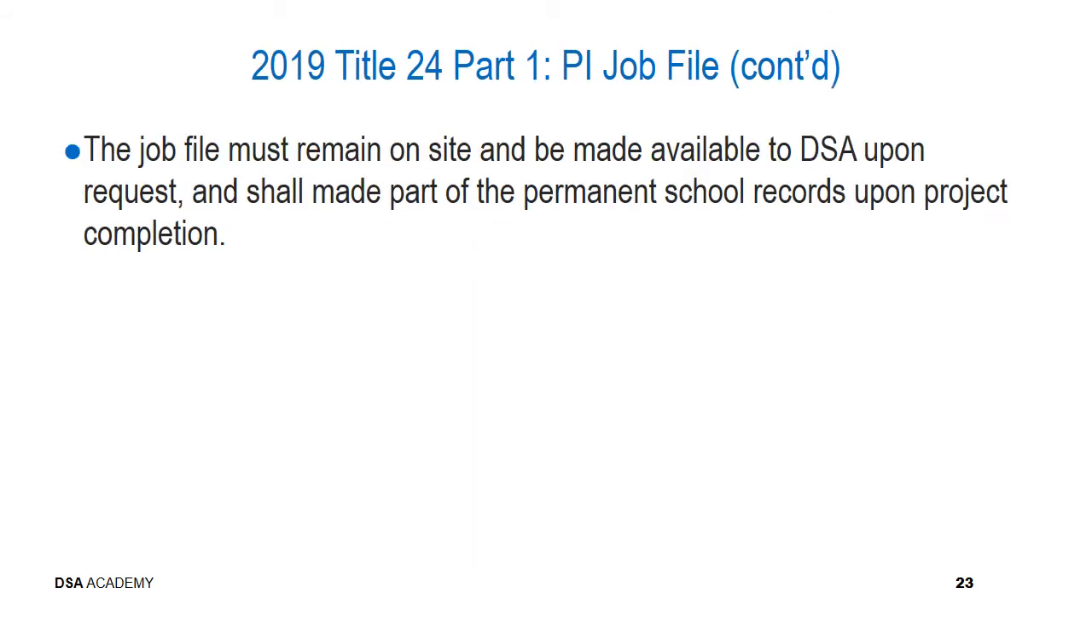Continuing on with the job file. The job file must remain on-site and be made available to DSA upon request and shall be made part of the permanent school records upon project completion. We do recognize that many project inspectors do have access to computers and may be storing their job file elements within their computers, which is acceptable provided that people have access to that should they need it. So keep that in mind with regards to where you're keeping your job files and who has access to those. There's more information provided about this topic in PR 1301.